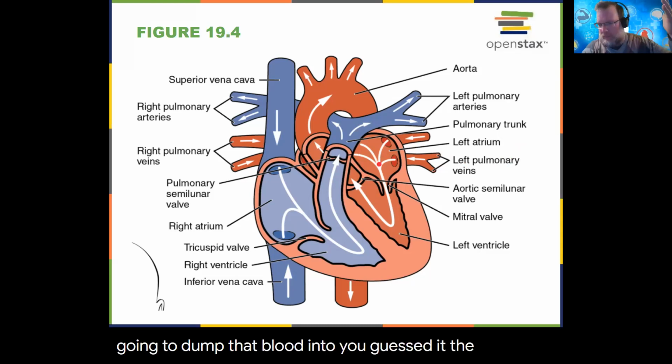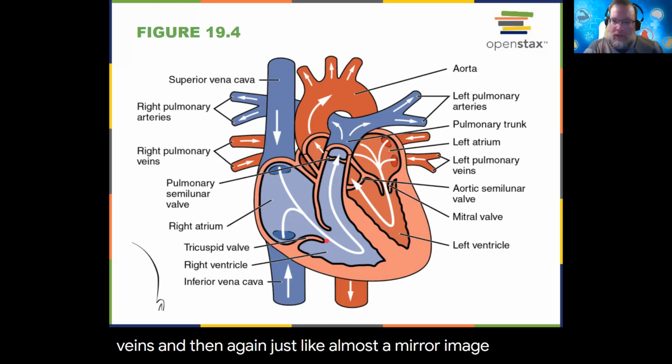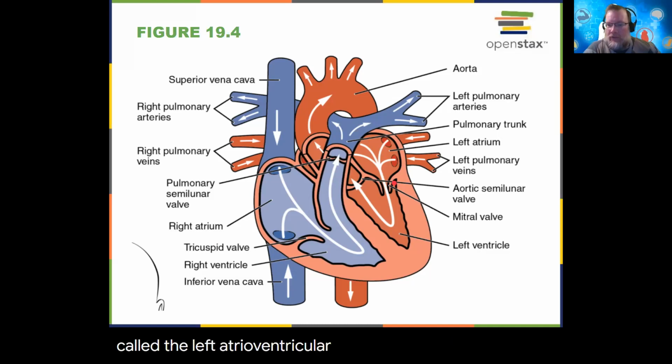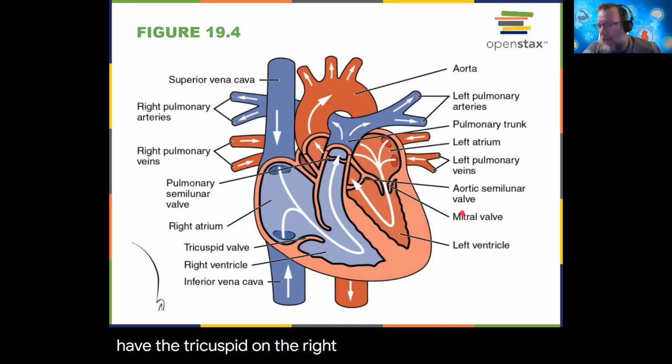Remember the atria are the top chambers. So the left atrium is going to receive all of that oxygenated blood from the lungs via the pulmonary veins. And then again, just like almost a mirror image to the right side of the heart, we're going to have another AV valve, what we call an atrioventricular valve. And that AV valve is called the left atrioventricular valve. They also give it the name mitral valve. They also call it the bicuspid, BI. So we have the tricuspid on the right, the bicuspid is on the left. And the left has another term called mitral valve, and you've maybe heard that.